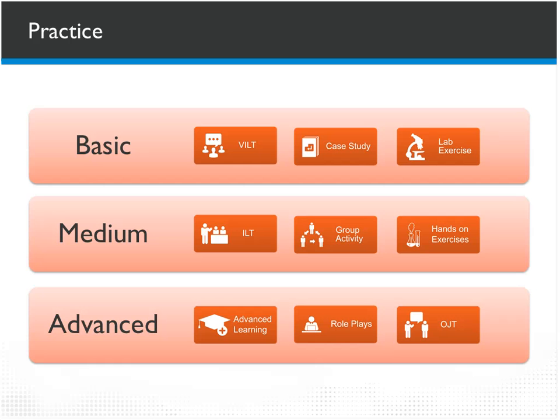We may have group activities, hands-on exercises. We may have some advanced e-learning if there's something that we really need that's kind of complex. It might be role-based. It might be practical application. Again, we'll have role plays and on-the-job training or OJT. So these are, again, we're trying to practice what they've learned, so we're not giving them information at this point in time, but we're showing them how it applies to what they do every day.